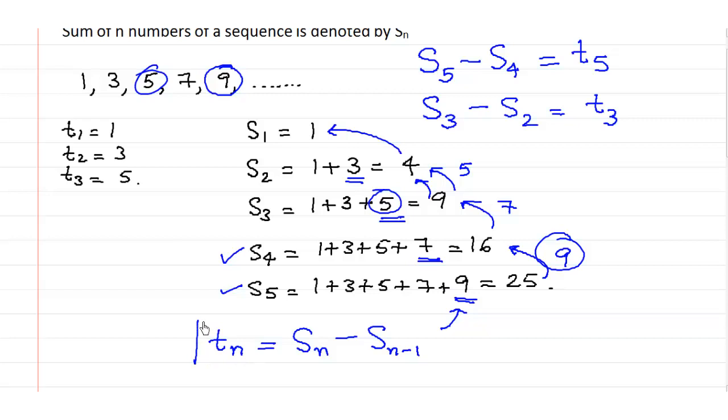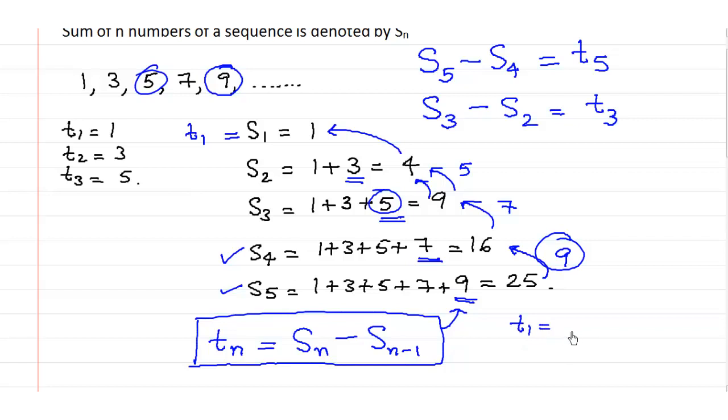So this is a very, very important formula. Not only this, we also realize that the sum of the first number is nothing but the first number itself. So T1 and S1 are always equal. So that is another thing that we come to know. T1 and S1 are always equal. In fact, we also denote this by a letter A. A means the first term. So this is another thing that we come to know.